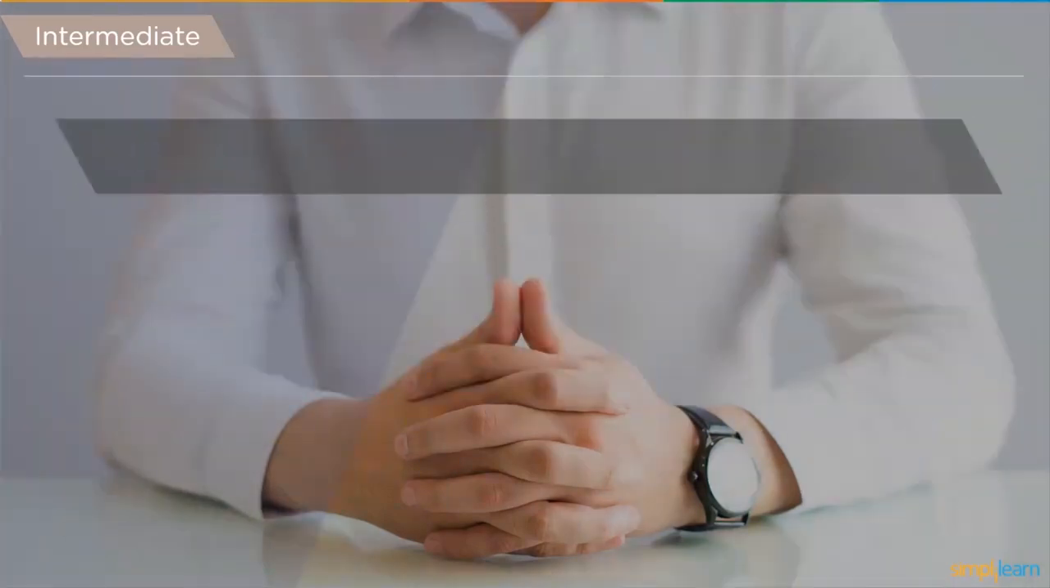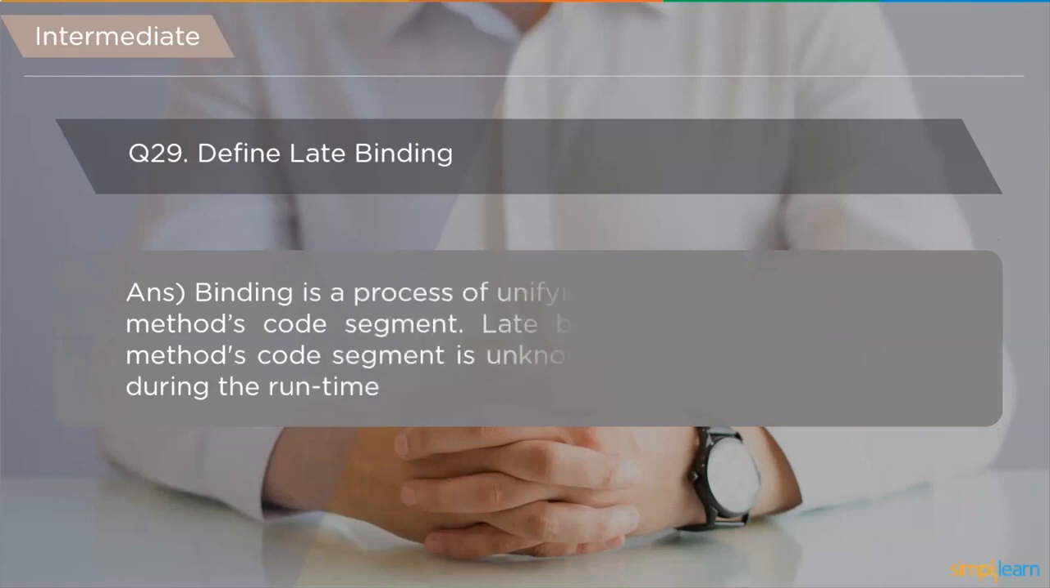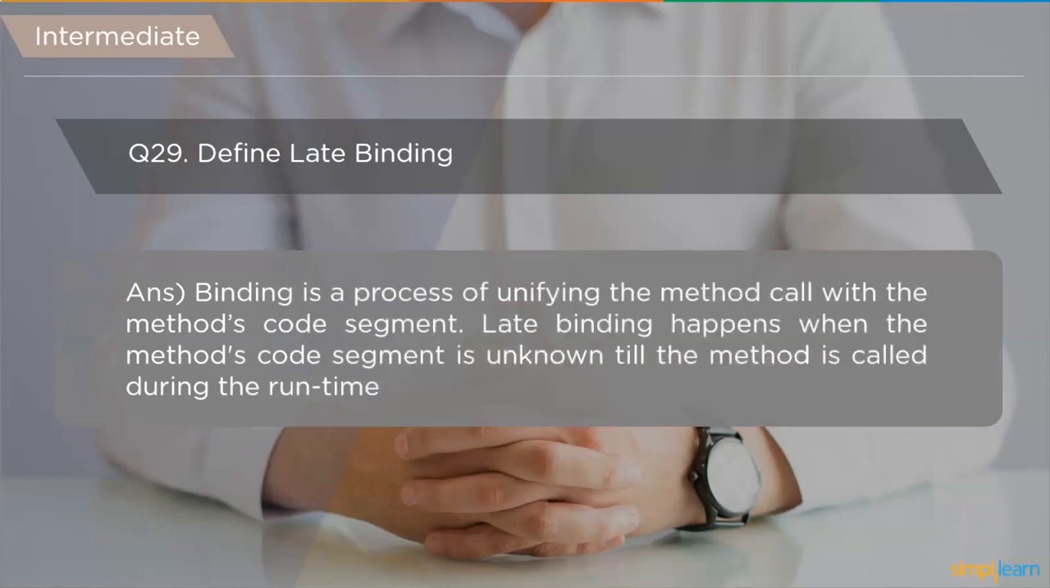So followed by this, we have our next question. The next question is, define late binding. The answer for this question is, binding is a process of unifying the method call with the method's code segment. Late binding happens when the method's code segment is unknown until the method is called during runtime.